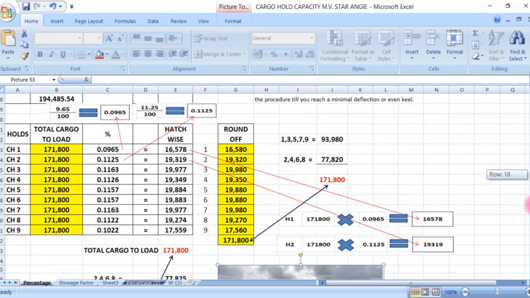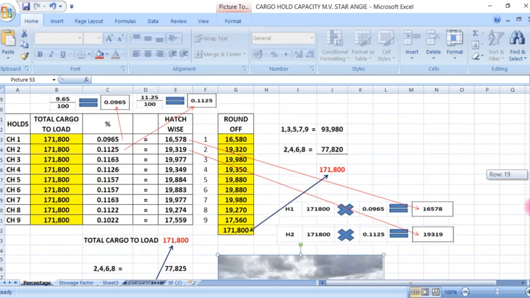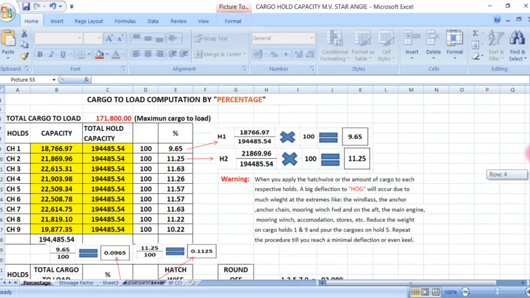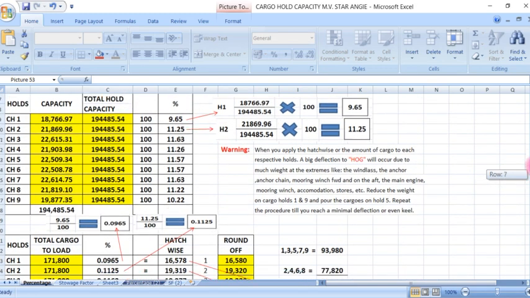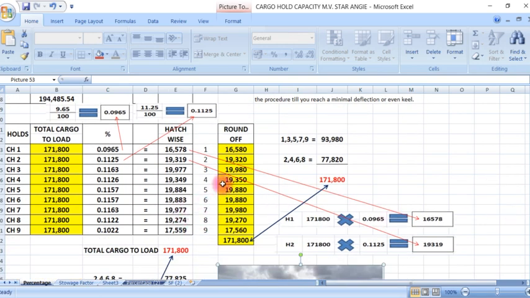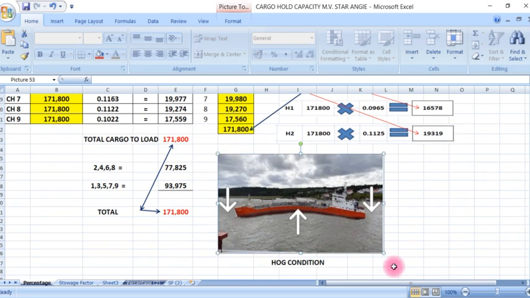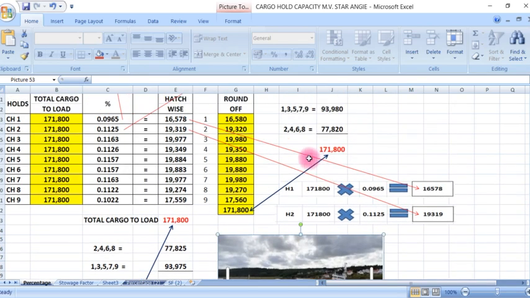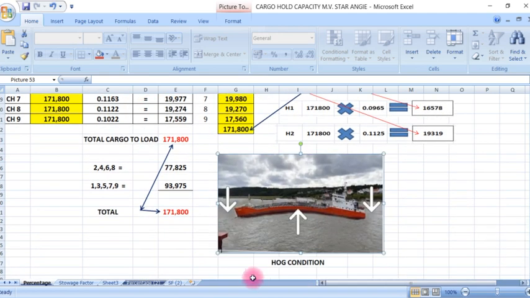So this is very important. The purpose of this computation is so that you will know how much amount of cargoes you will put in each hold. But be aware of the condition of your vessel. Would it be hog or sag condition? With this procedure of putting these figures in your cargo holds or in your loading master, it will create a hog condition.